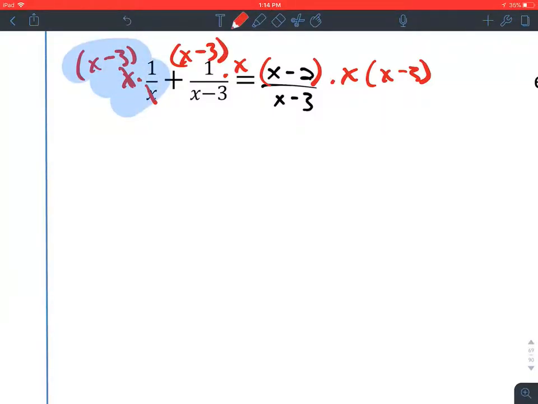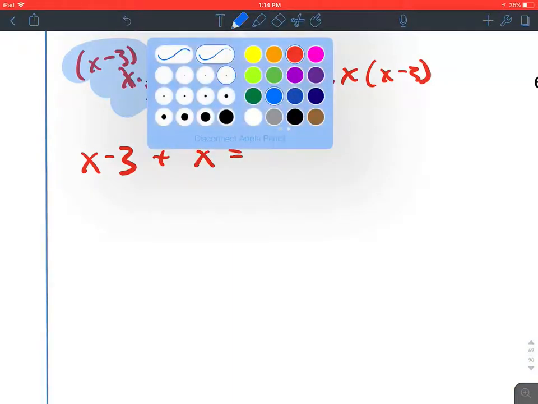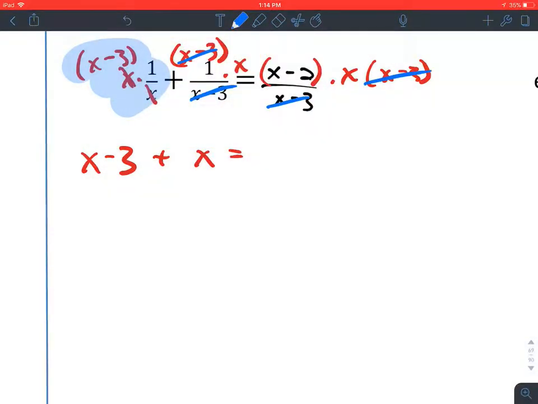So this first term is just going to be an x minus 3 times 1, which is x minus 3. The next term, the x minus 3's cancel, so we just have a plus 1 times x, which is x. The next term, the x minus 3's cancel again, so we have an x times an x minus 2, which is x squared minus 2x.